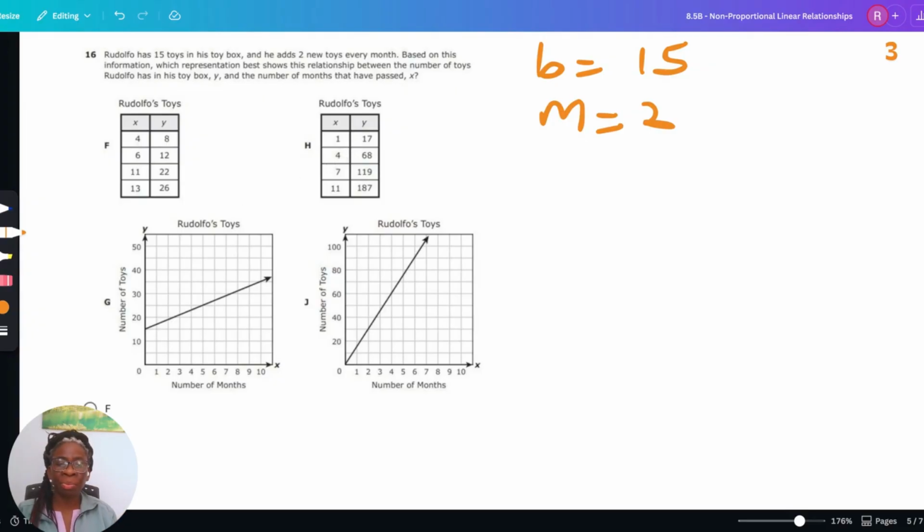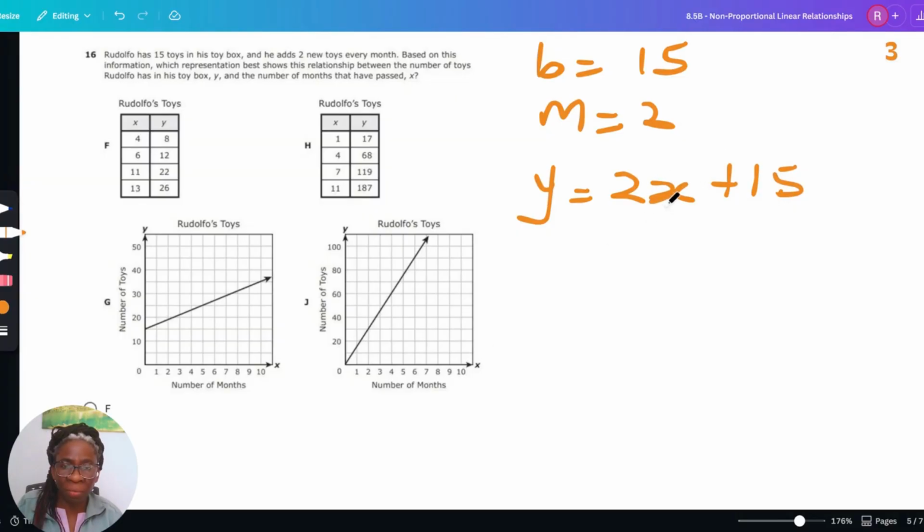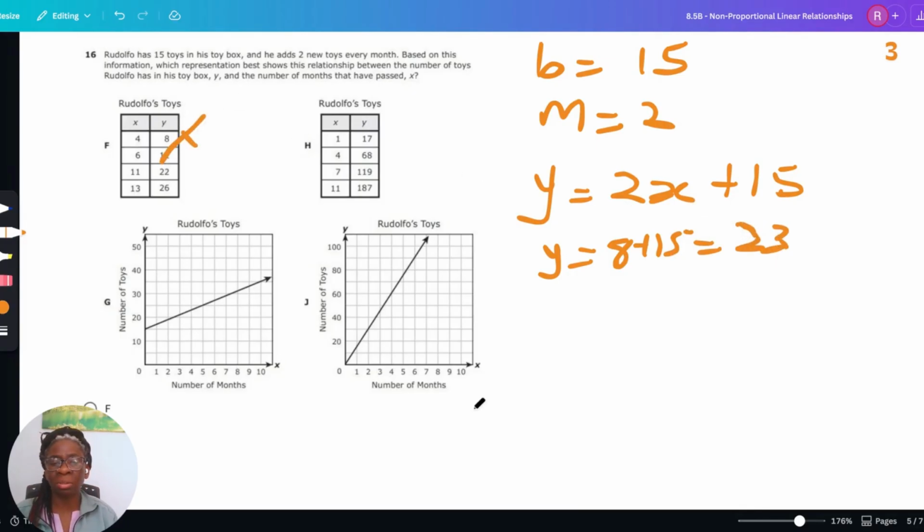So now y should be equal to 2x plus 15. Whenever you pick a value of x, multiply it by 2 and add 15 to it, it must give you the value of y. So let's start with the table. Let's pick x to be 4. So y will be equal to 4 times 2, which is 8, and 8 plus 15 is 23. We did not get 23 here, so this is wrong.